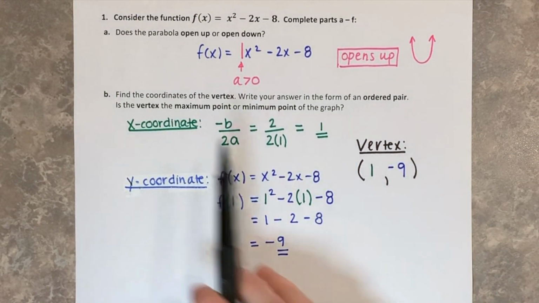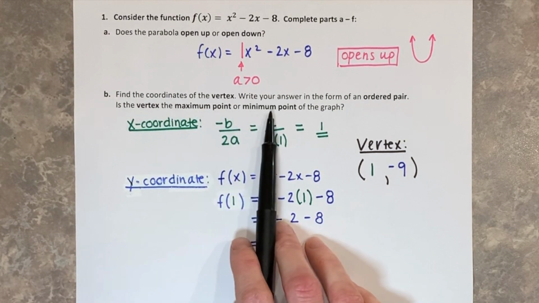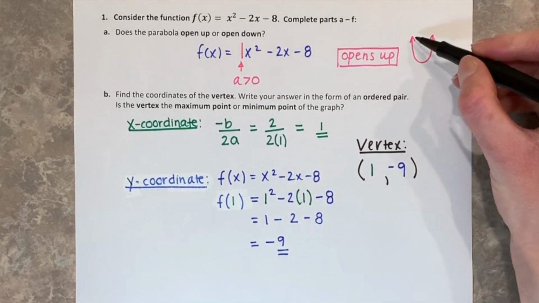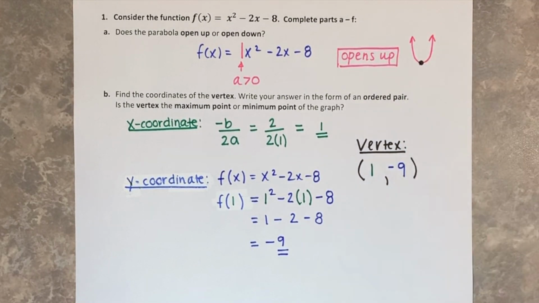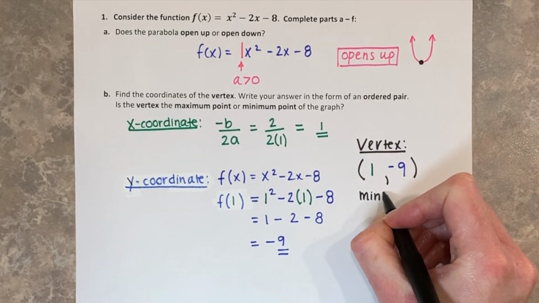It can be useful also to know if the vertex is a maximum or a minimum point. Since we determined that our parabola opens up, the vertex will be right here, and we can see the vertex will be a minimum point.